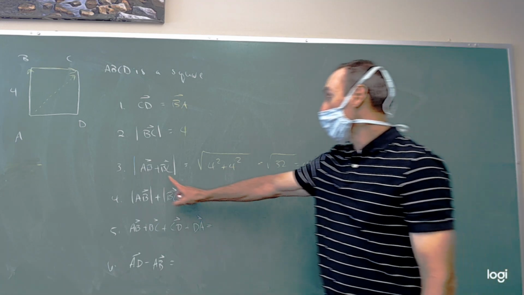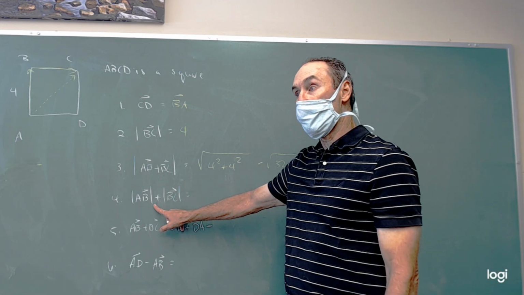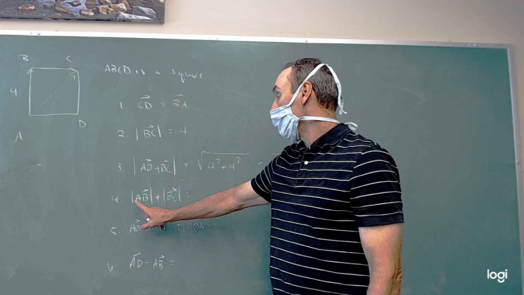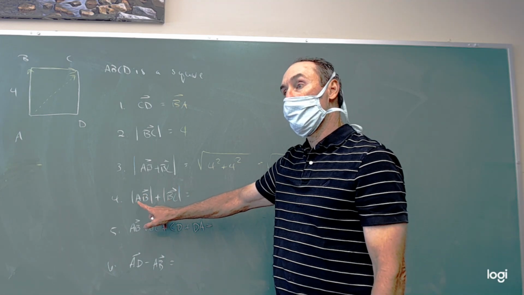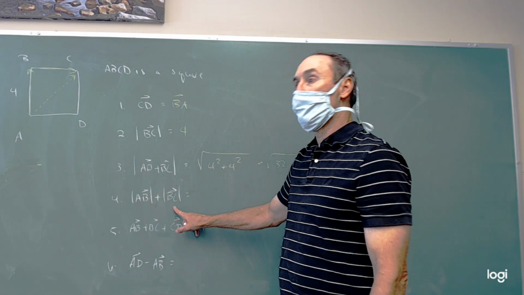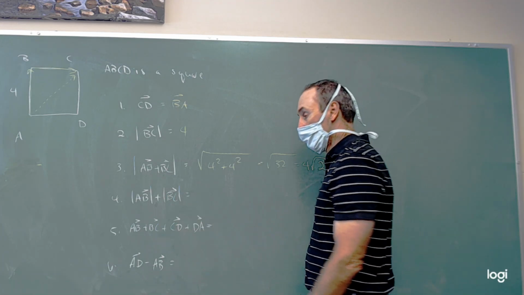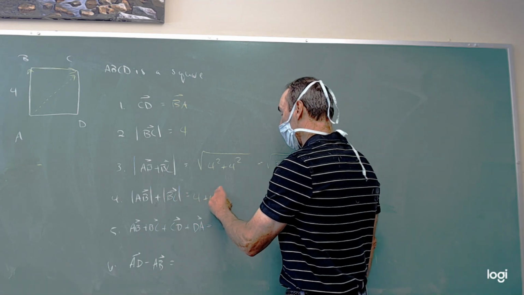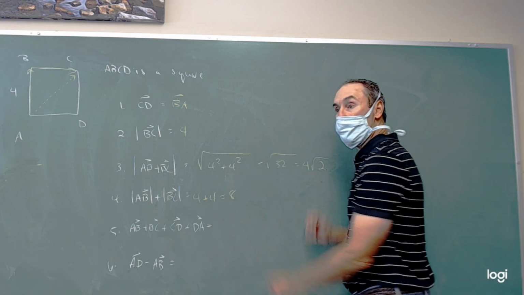So different now, and this is going to be different, right? Because now the magnitude of AB is 4 plus the magnitude of BC, which is also 4. So they're different answers, right?